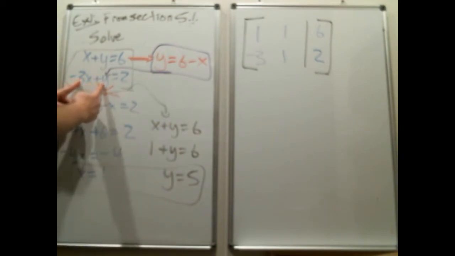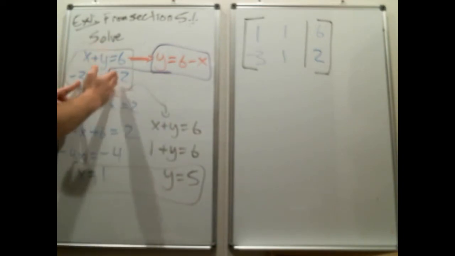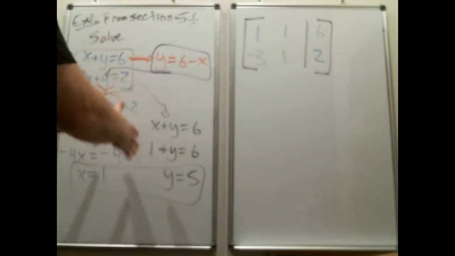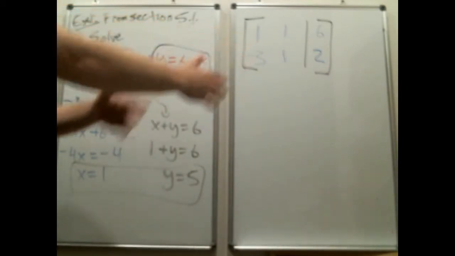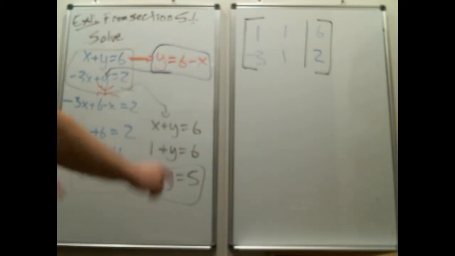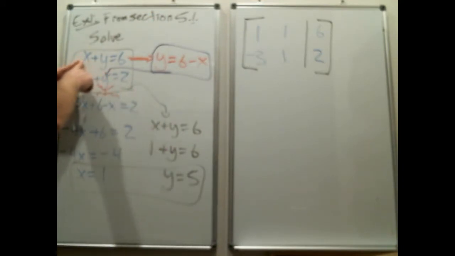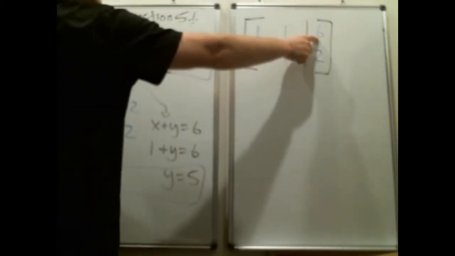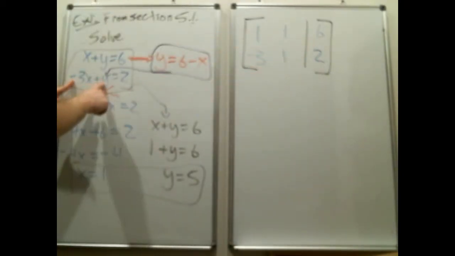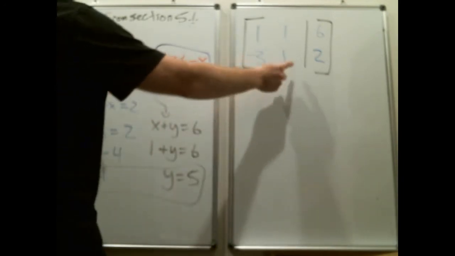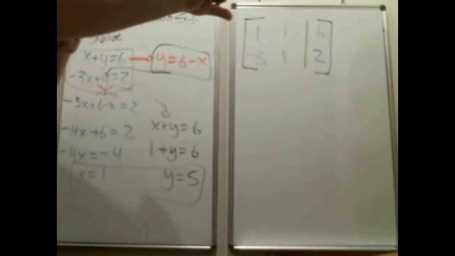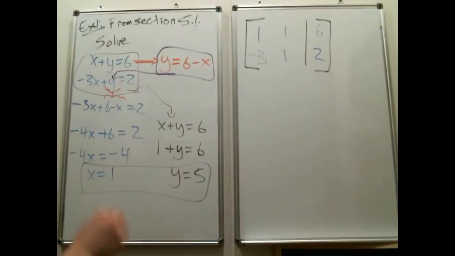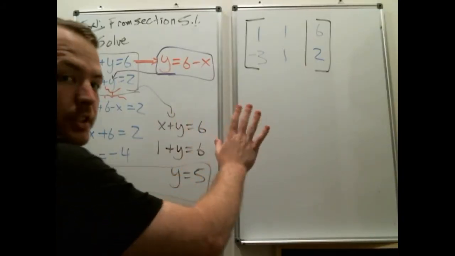And eventually we're going to find out that there's more variables. You're going to have a z column, so you just have to make sure everything's lined up. And then when you bring it over here to the matrix, you have to make sure everything's lined up. So notice the coefficients here are 1, 1, and 6, and then -3, 1, and 2. So each row represents an equation. Okay, so that's how we would set up a matrix to begin.